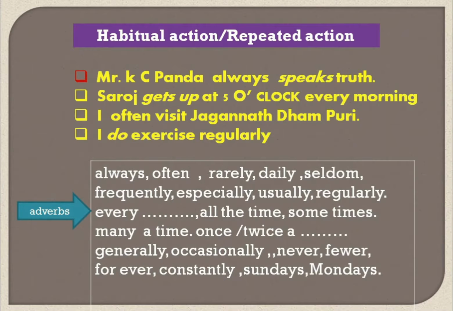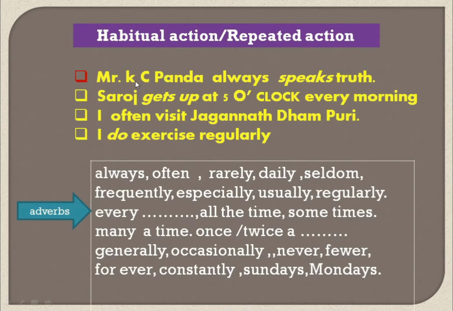And simple present can be used for expressing habitual action or repeated action. Let us go through the example. Mr. K.C. Panda always speaks truth. Here, Mr. K.C. Panda is the subject. Always is the adverb here. Speaks is the main verb. Truth is the complement, or here it's an object.